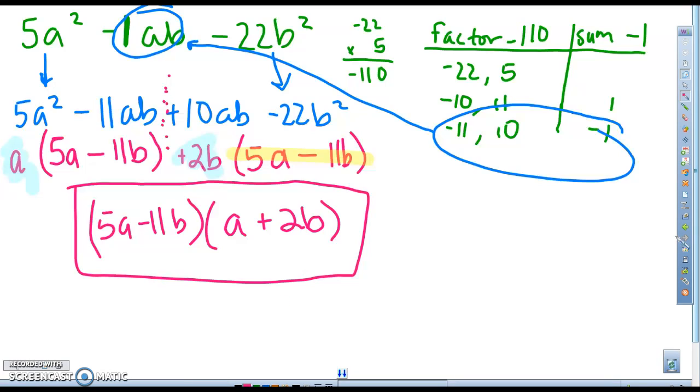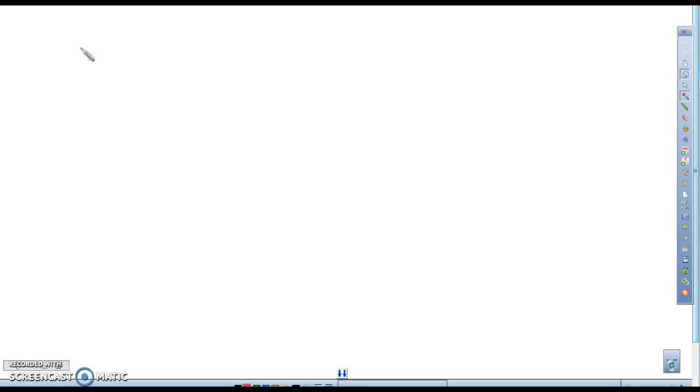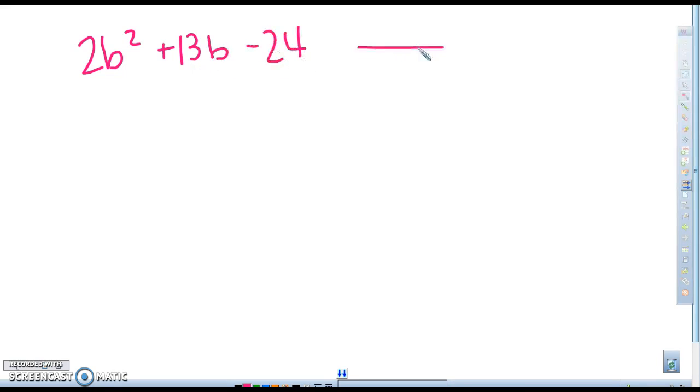I'm going to let you work this next one on your own. And this next one will be 2b squared plus 13b minus 24. So make sure you are setting up your table. That is part of the work you are needing to show for these problems. Okay? So when I multiply 2 and negative 24 together, I get negative 48, so I need factors of negative 48 that sum to 13.